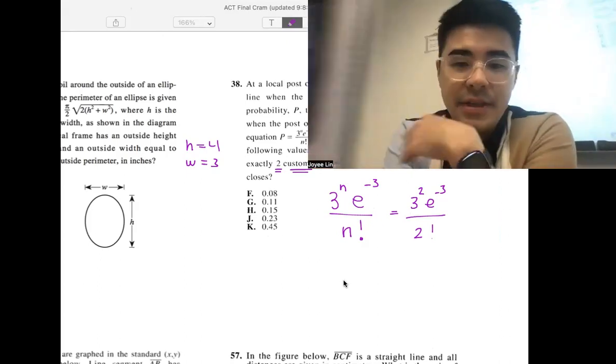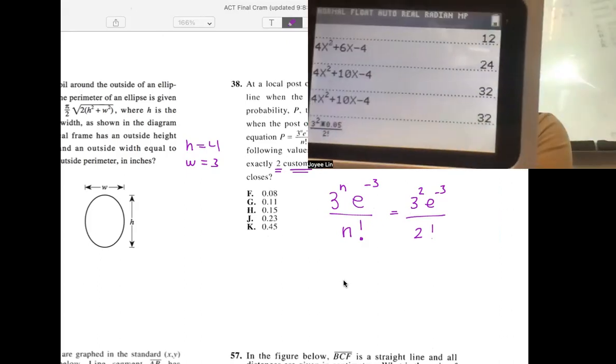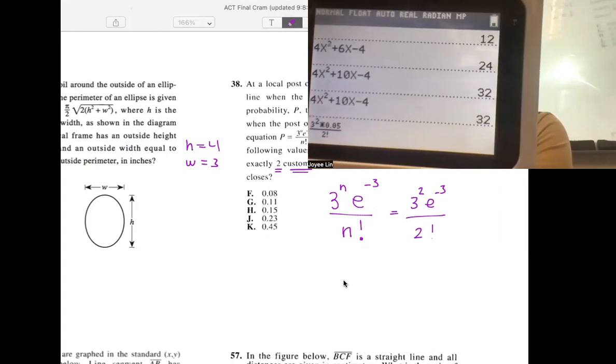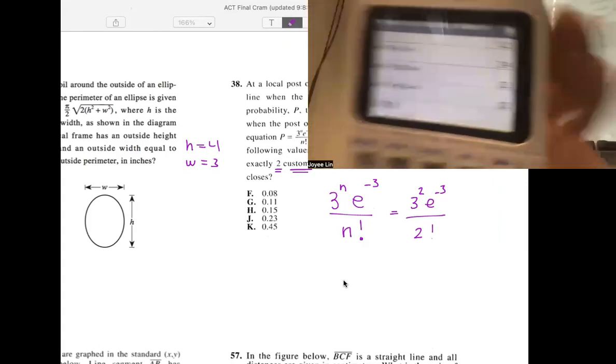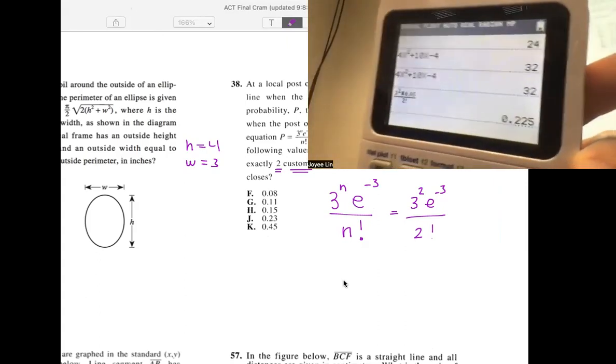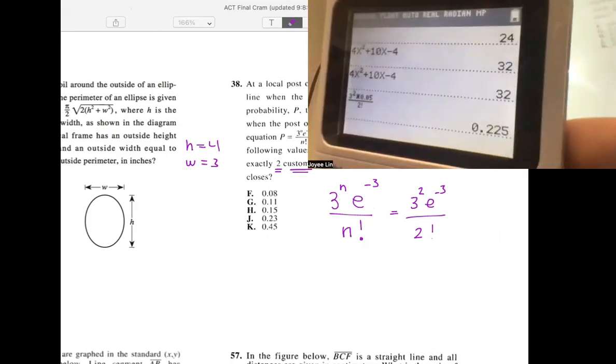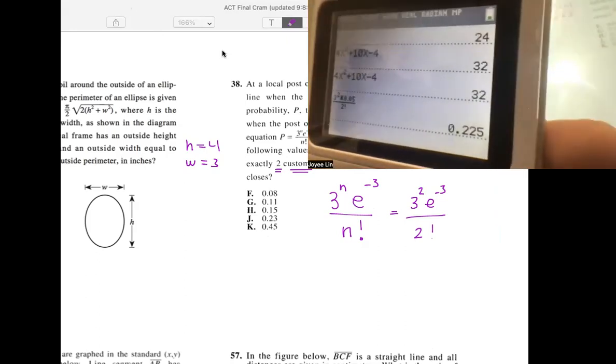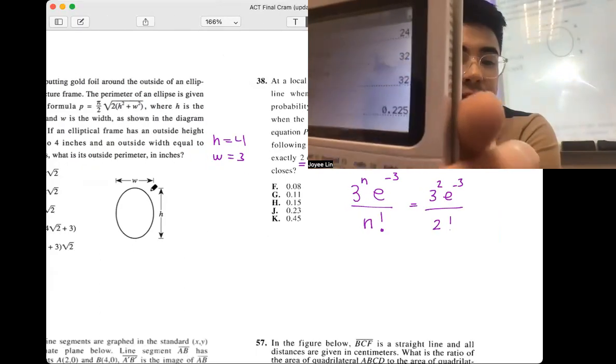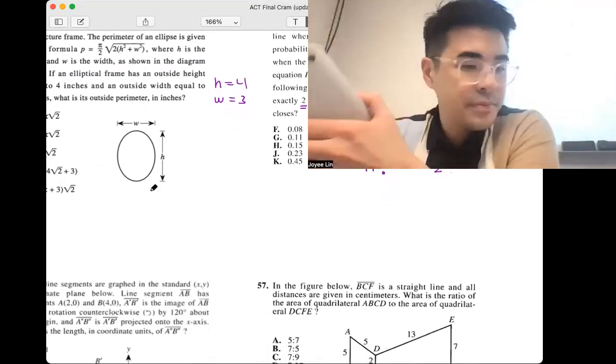Any questions on how I did that? And then hit enter, and then I get 0.225, so it's J. So calculators and questions are helpful.